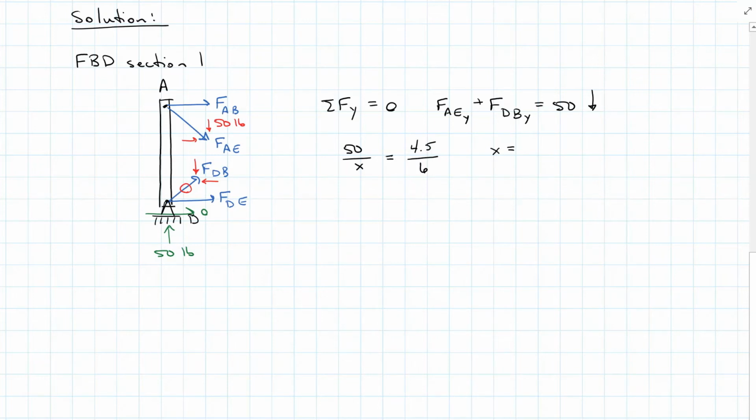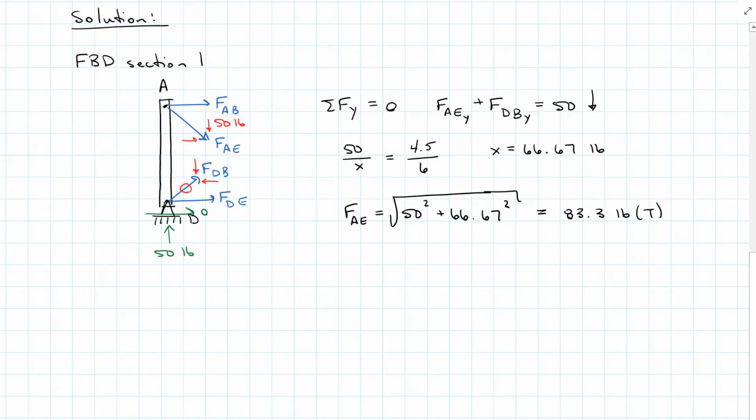And I find that the X component of my member is 66 2/3 pounds. So my resultant force AE is going to equal the square root of 250 squared plus 66.67 squared, the square root of the sum of the squares. And I get 83 1/3 pounds tension for force AE.